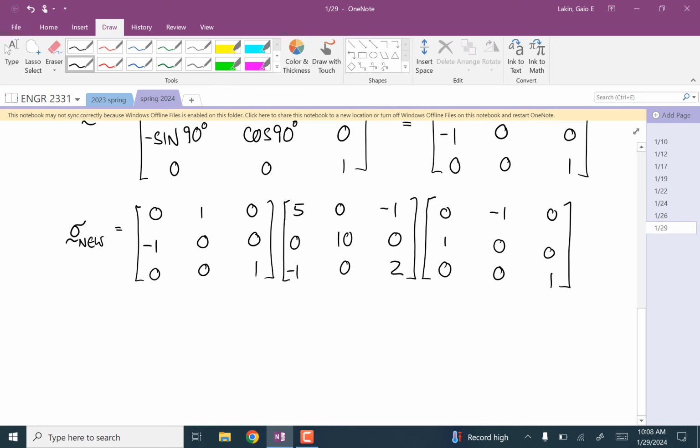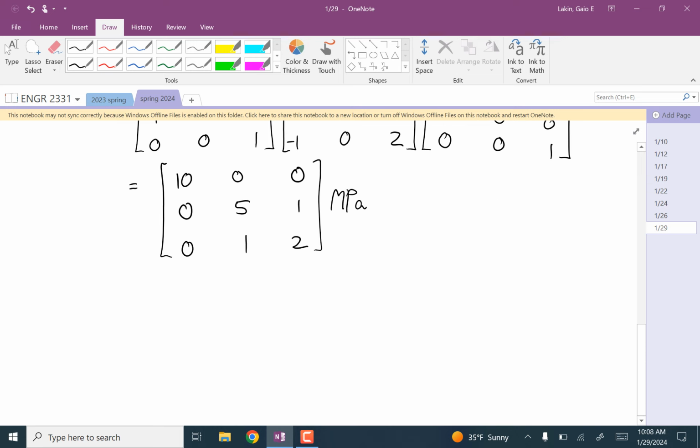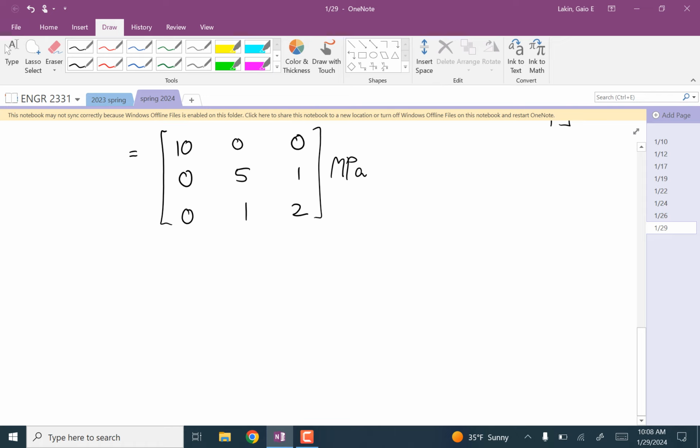And what you get out of that is 10, 0, 0, 0, 5, 1, 0, 1, 2. Okay, so you get a different stress tensor, right? But now let's think about the stress cubes.